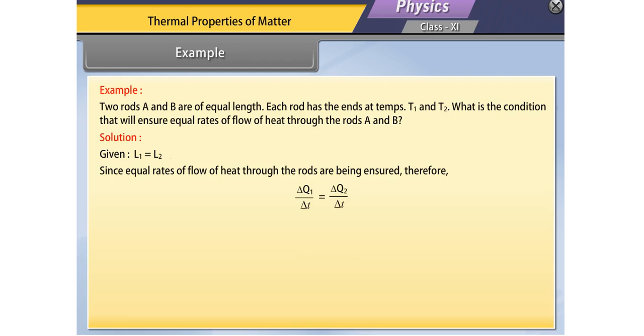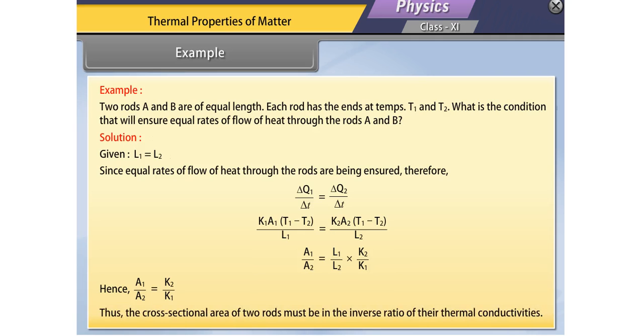On solving the expression, we get A1/A2 = (L1/L2) × (K2/K1). Hence, A1/A2 = K2/K1. Thus, the cross-sectional area of the two rods must be in the inverse ratio of their thermal conductivities.